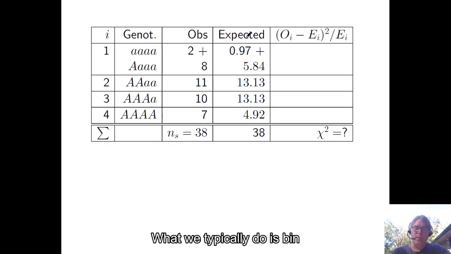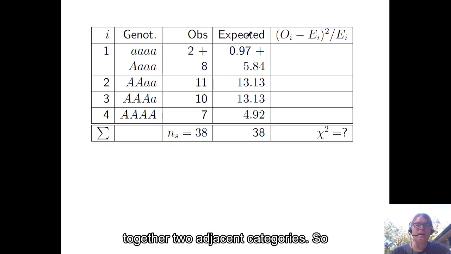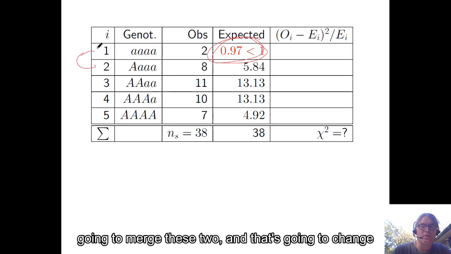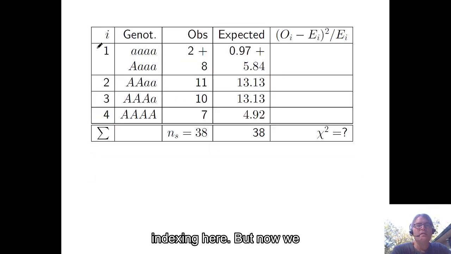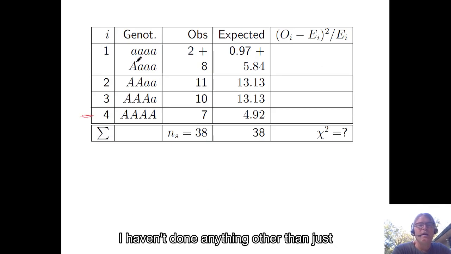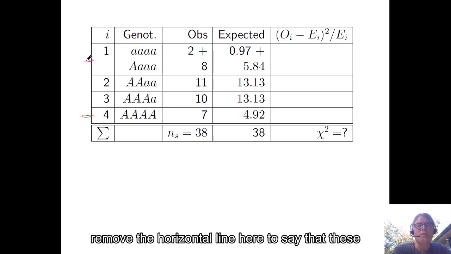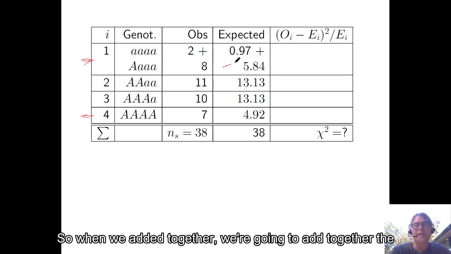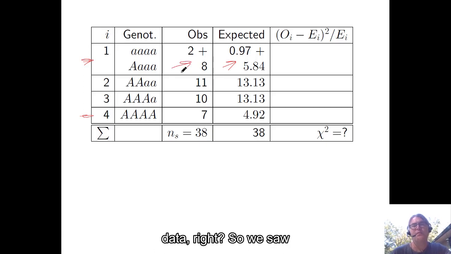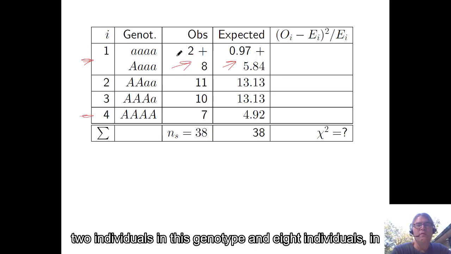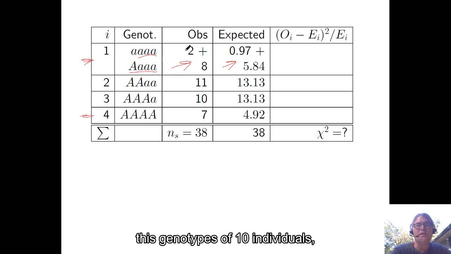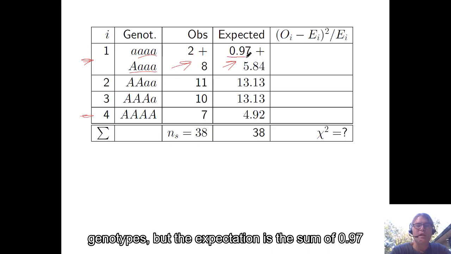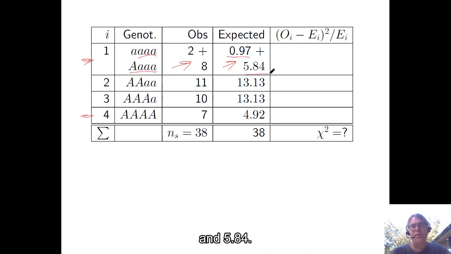And so what we typically do is bin together 2 adjacent categories. So instead of 1 and 2, we're just going to merge these 2. And that's going to change my indexing here. So now we just have a total of 4. I haven't done anything other than just remove the horizontal line here to say that these 2 are going to get added together. So when we add them together, we add together the expected, but also the observed data. So we saw 2 individuals in this genotype and 8 individuals in this genotype, so 10 individuals overall that were one of those 2 genotypes, but the expectation is the sum of 0.97 and 5.84.